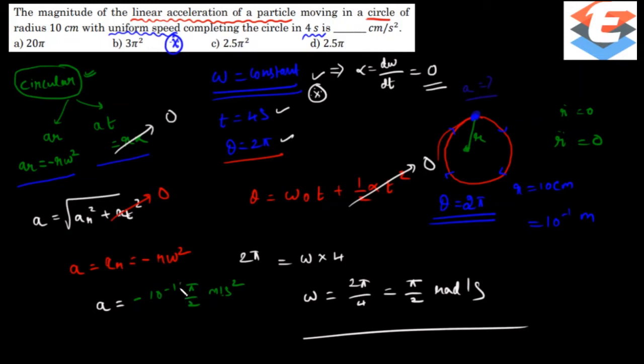I'm sorry, I made one mistake here. This is going to be pi by 2 whole square, right? Because it is omega square, so pi by 2 whole square. Once you solve this, I will just keep this pi square separately. If I solve this, I will be getting a point.